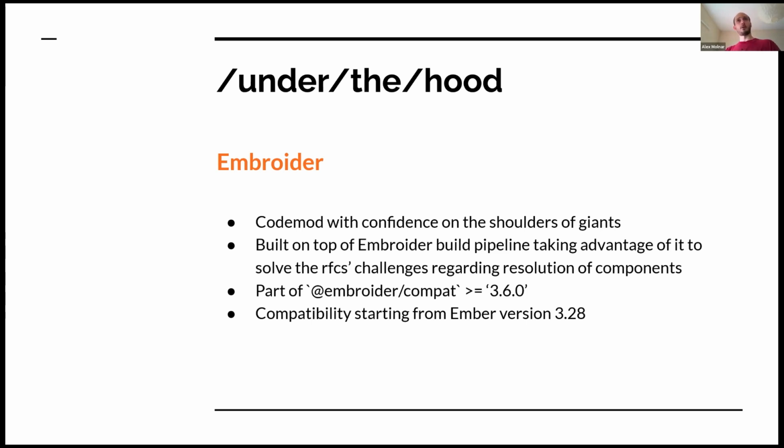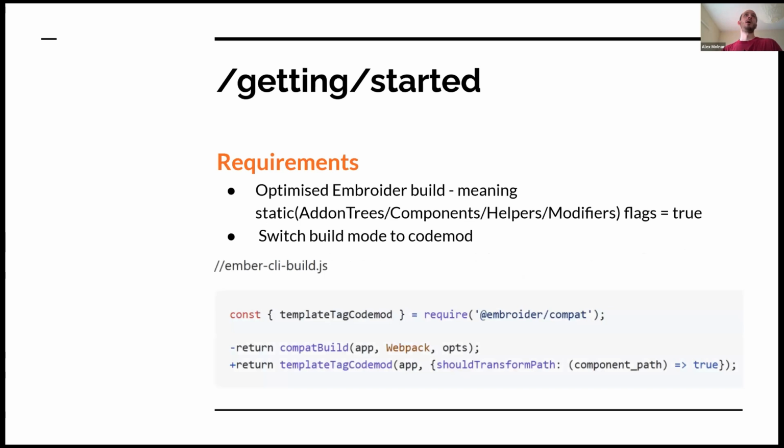The code mod is part of Embroider compat, version 3.6.0 or greater. It's got compatibility starting from Ember version 3.28, so yay for that. So getting started, a few of the requirements are an optimized Embroider build, meaning static add-on trees, component helpers, and modifier flags turned on. And to switch the build mode to code mode. And you can see a small preview of what that means to try it out.